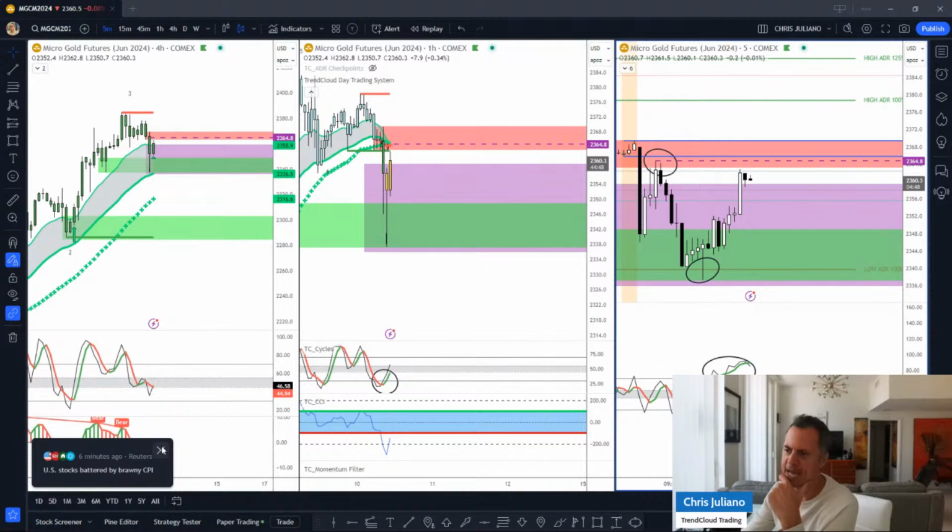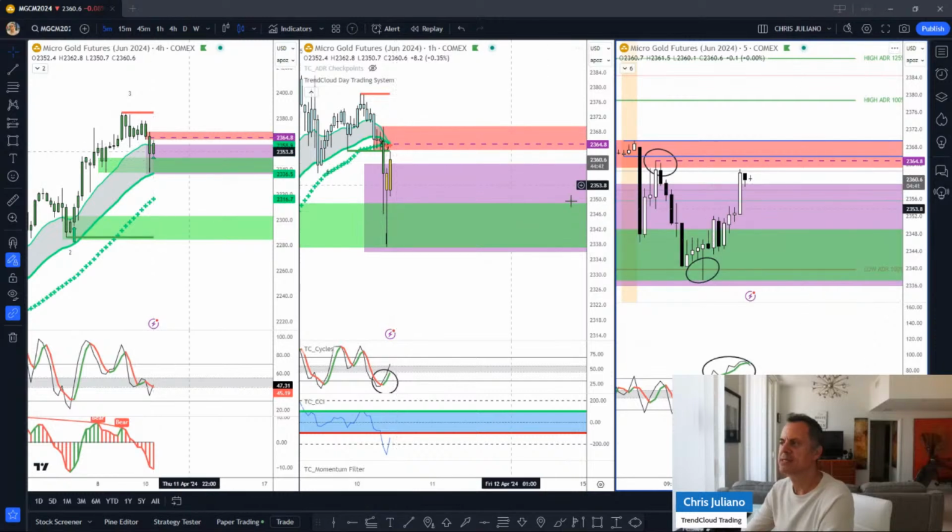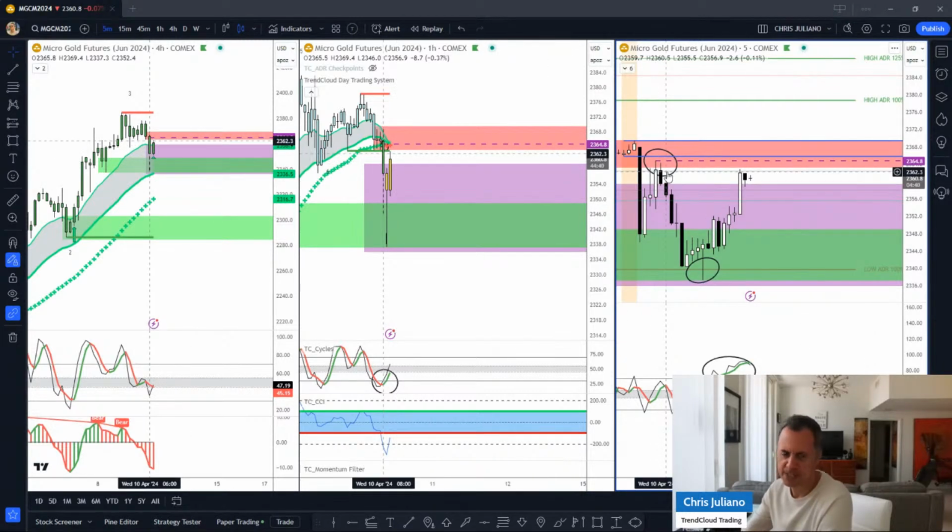US stocks battered by hot CPI. All right, whatever. We can see what's happening step by step. We have TrendCloud. We don't need the news. We have a TrendCloud system, calling it every step of the way.